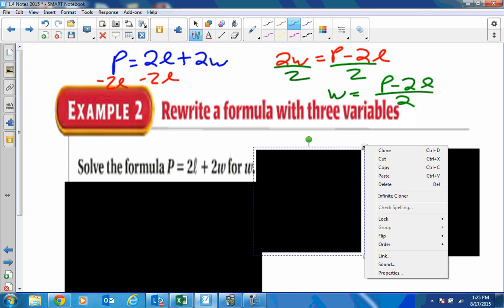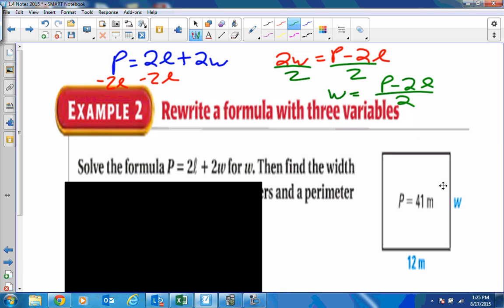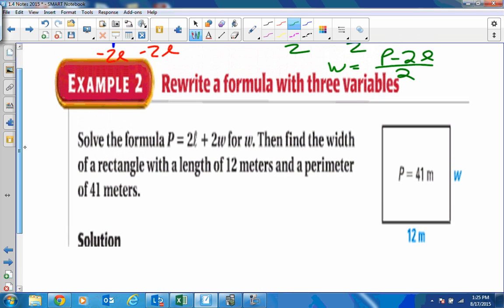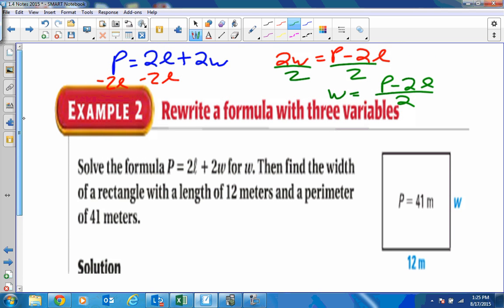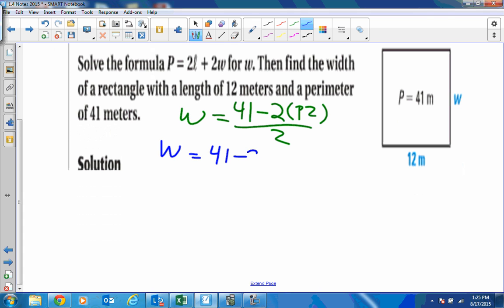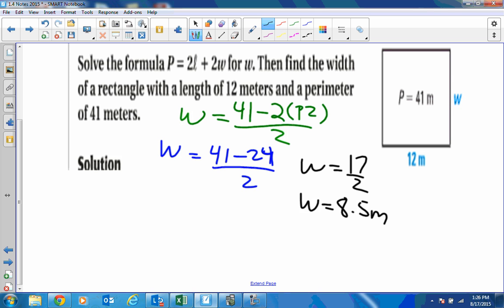So now we can solve for the rest of the part. Find the width of a rectangle with a length of 12 meters and a perimeter of 41 meters. So we do width equals perimeter, which is 41 meters, minus 2 times the length, which is 12 meters, divided by 2. So we have 41 minus 24 over 2. 41 minus 24 is 17. And 17 divided by 2 is 8.5 meters. And that would be your answer.